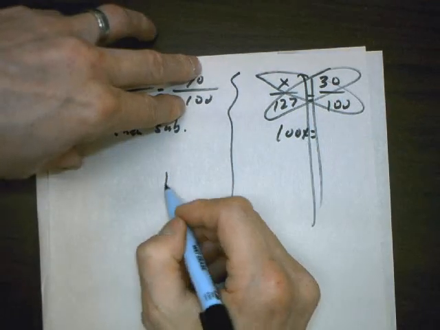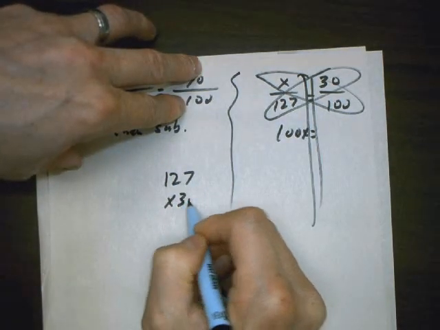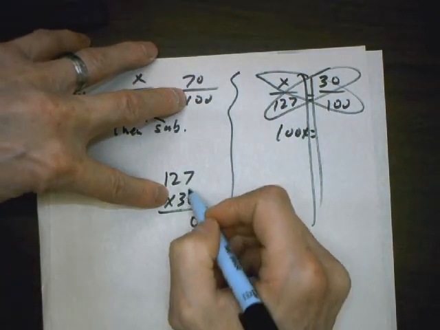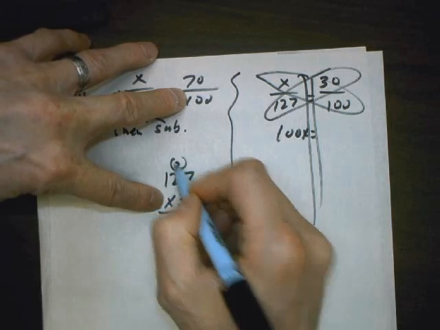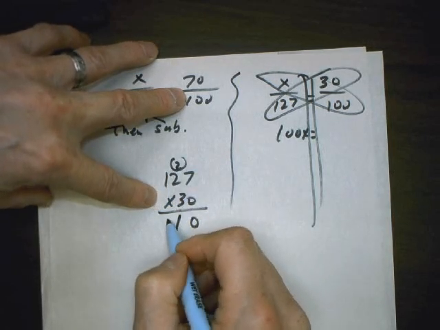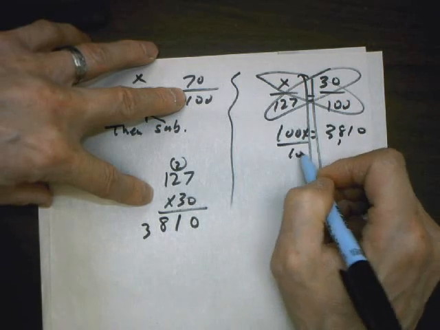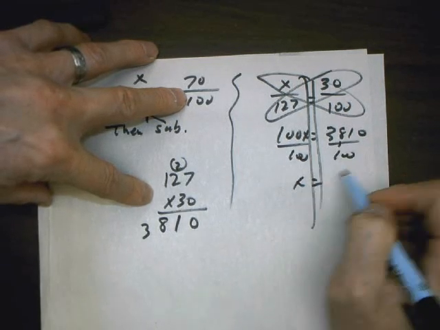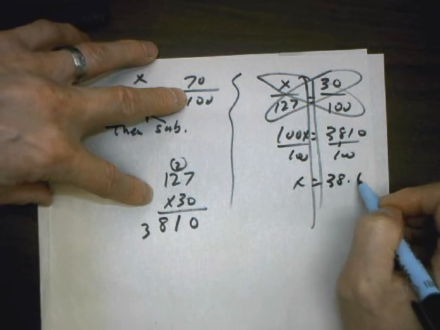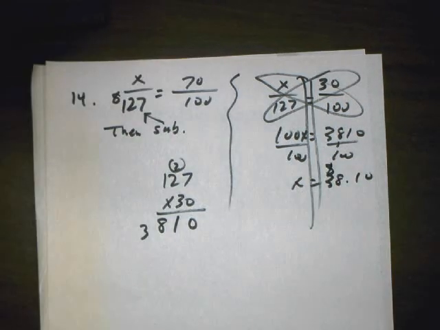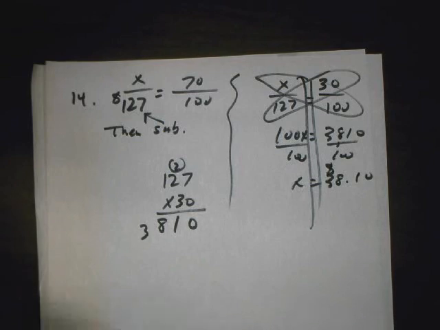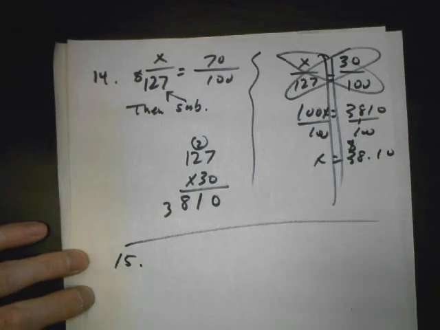Now I'm going to multiply 127 times 30. There's a 0, so I skip that spot. 21. 6, add the 2 is 8, and a 3, so I got 3810. Divide by 100. And that means move the decimal 2 times. $38.10 is what you can actually pay. Make sure I didn't make a mistake. Looks good.